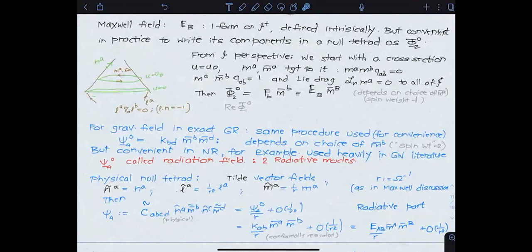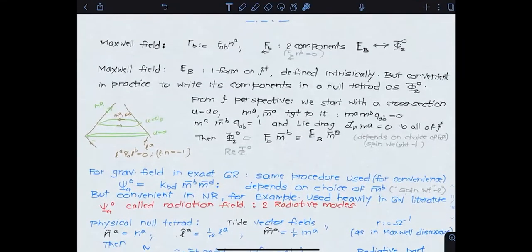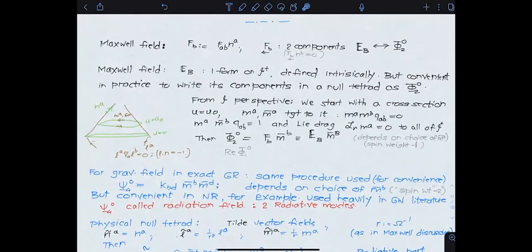Professor, I have a question. Here, what is EAB? EAB is the electric part of KAB. The statement is that I'm calling it E because of the following.